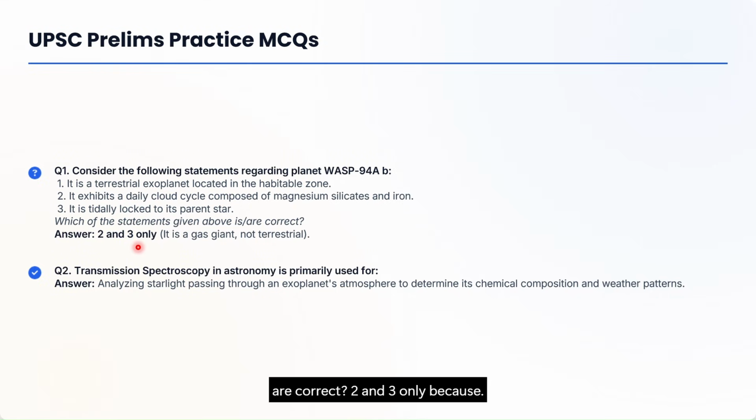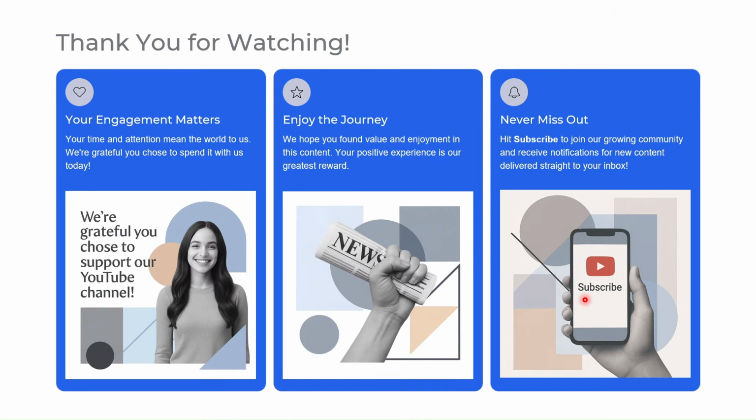2 and 3 only, because WASP 94AB is not a terrestrial exoplanet, it is a gas giant. And then transmission spectroscopy in astronomy is primarily used for analyzing the starlight passing through an exoplanet's atmosphere so that we can determine its chemical composition and the weather patterns.